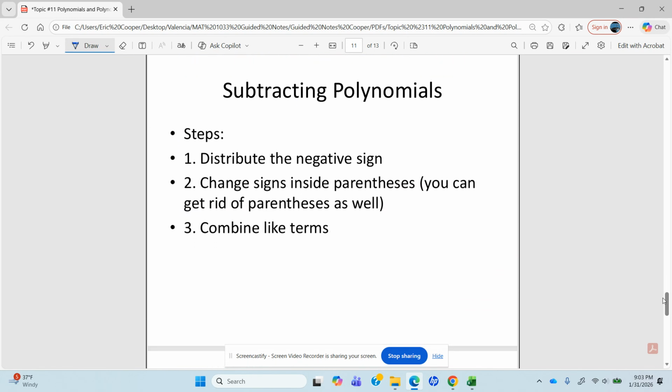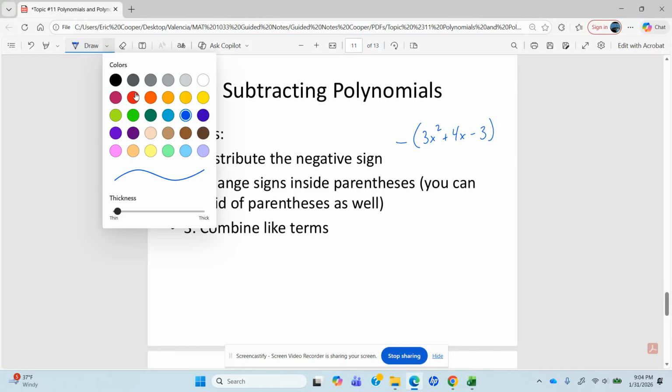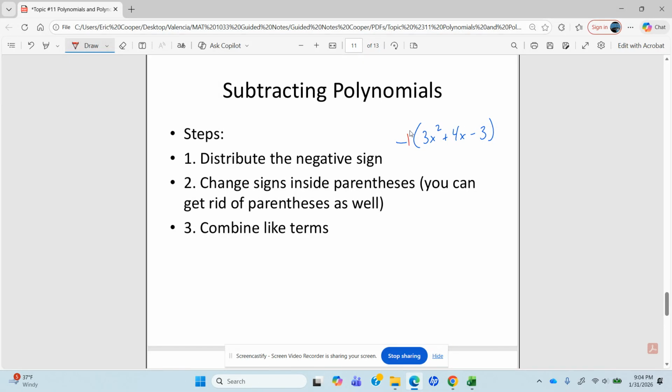Subtracting polynomials is basically the same idea, except there's going to be a negative sign in front of the second polynomial. We're going to simply distribute the negative sign into it. So we're going to have a negative and a polynomial like this. And all we're going to do is distribute the negative sign, remembering that if there's no number really written there, it's like we're distributing a negative 1 into the second polynomial.